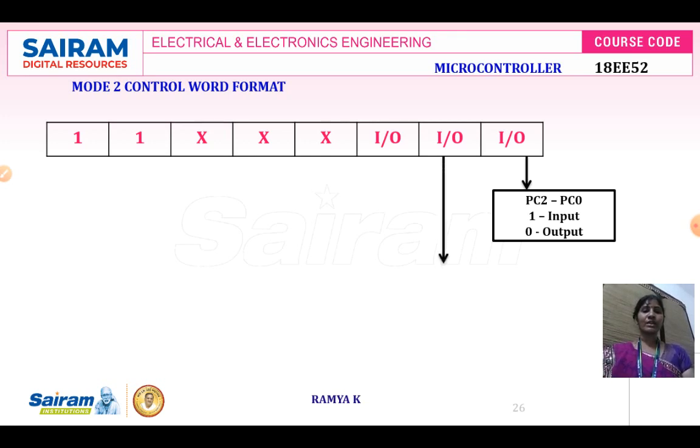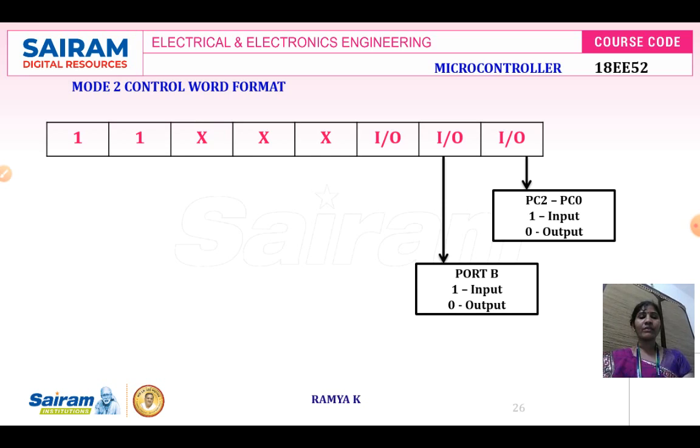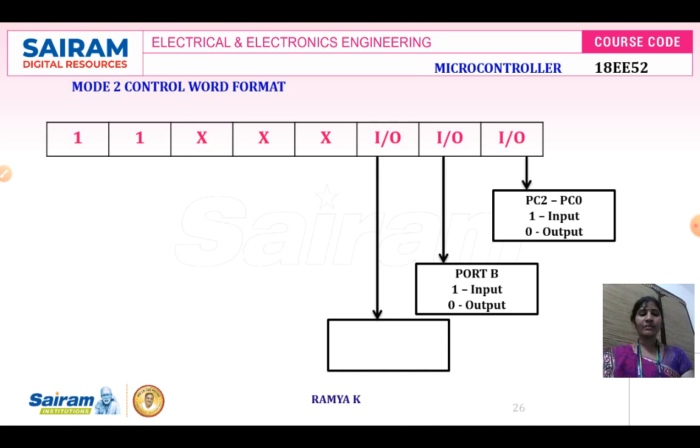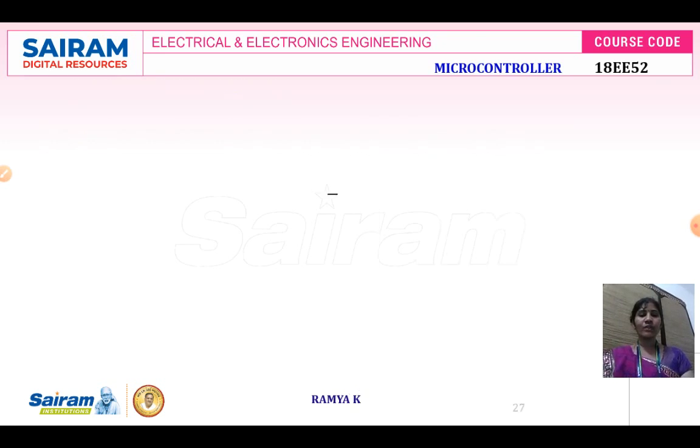The next bit, D1, is for port B. If it has to act as an input, we have to give 1. And suppose I wanted to use it as an output, then you need to give 0 over here. Then the third one is going to be port A. This is group B mode control, 1 for mode 1 and 0 for mode 0.